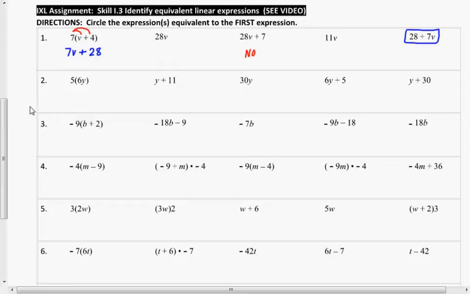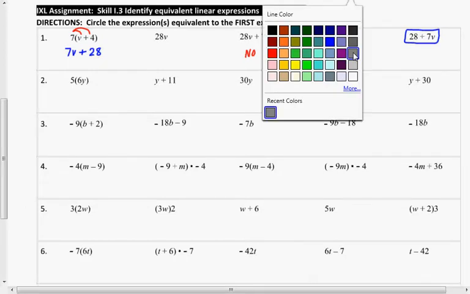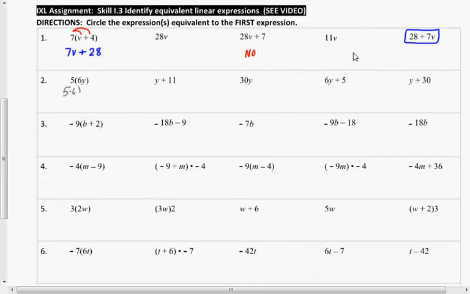All right, number 2. Again, we can look at that expression, 5 times 6y, and we can multiply the 5 times 6 and say that that's going to equal 30y. So that would be right here.